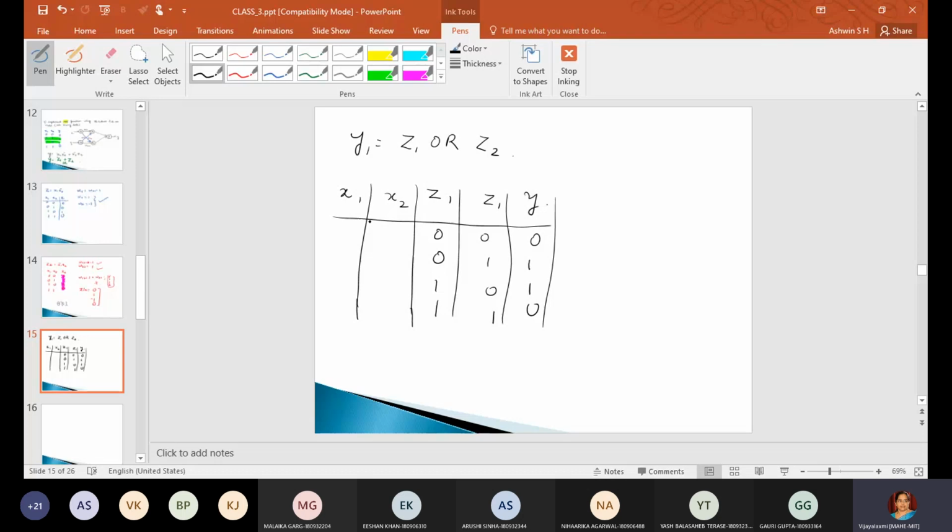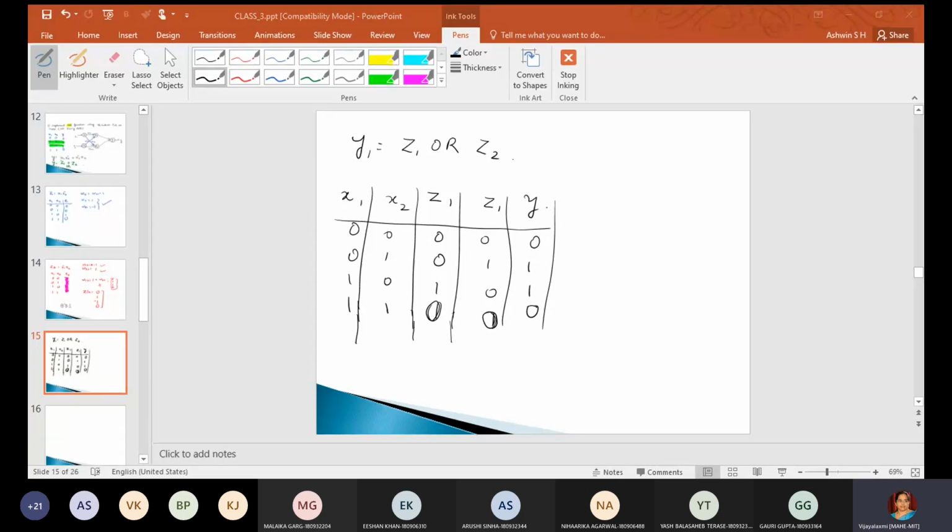Okay, so here you write 0, 0, 0, 1, 1, 0, 1, 1. Am I right? So this should be 0, 0, 1, 0, 0, 1, 0, 0, 0, 0, 0, 1, 1, 0, 0, 0, 0, 1, 1, 0. Is this a truth table, right? What I have written? Yes, ma'am. Okay.